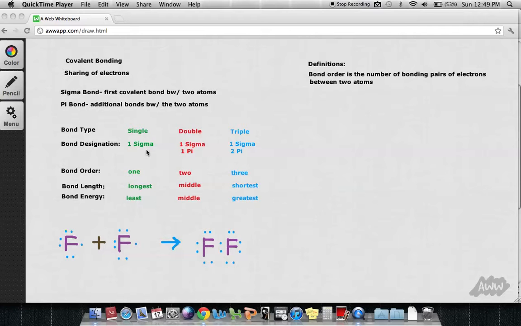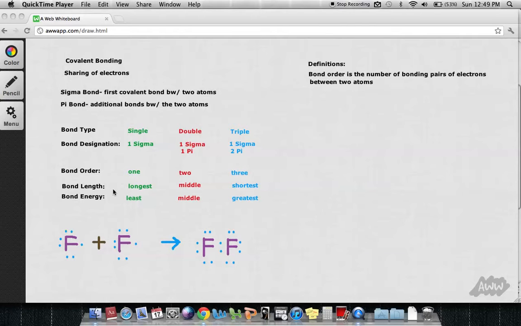So when you have a single bond, there's only one pair of electrons that's being bonded, so one side of bonding. So the bond order would be 1. And for double, there will be 2 bonding sites, or 2 pairs of electrons that are bonding. So it would be 2, and for triple, it would be 3.